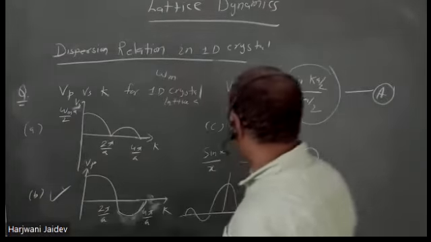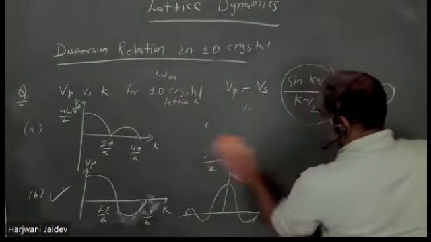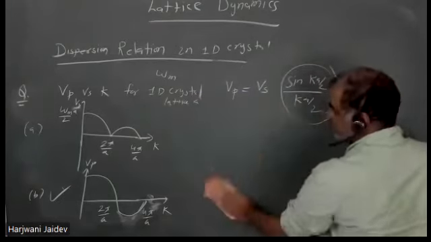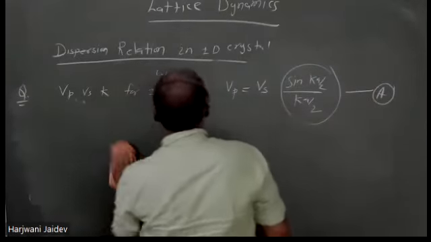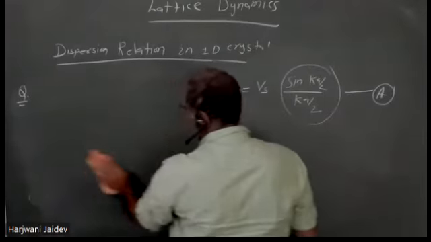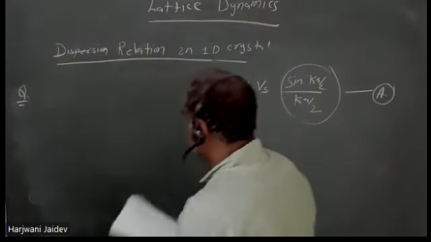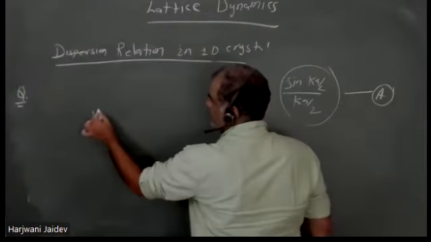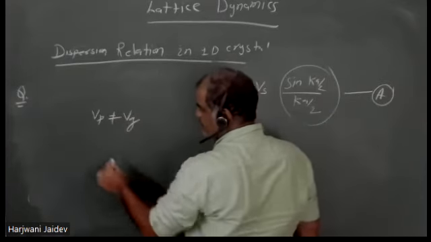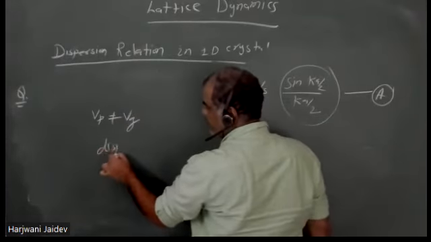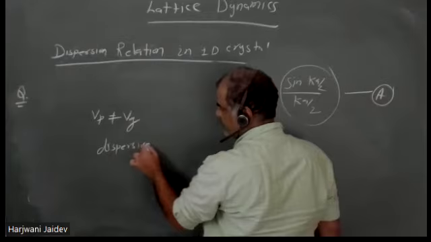Okay, so this was your expression for phase velocity and group velocity, and we can see that both are not equivalent. In short wavelength region your VP is not equal to VG. So this is a dispersive medium. For short wavelength it behaves like a dispersive medium.